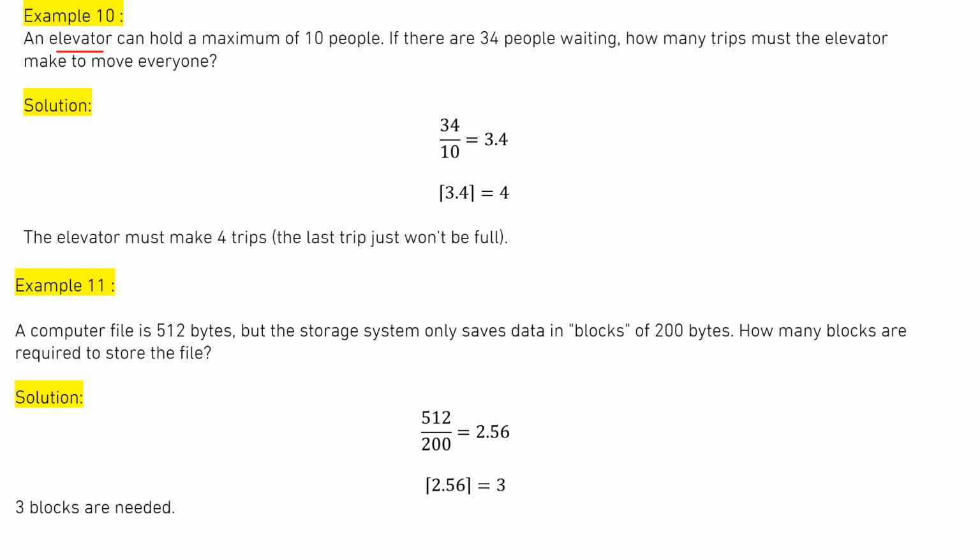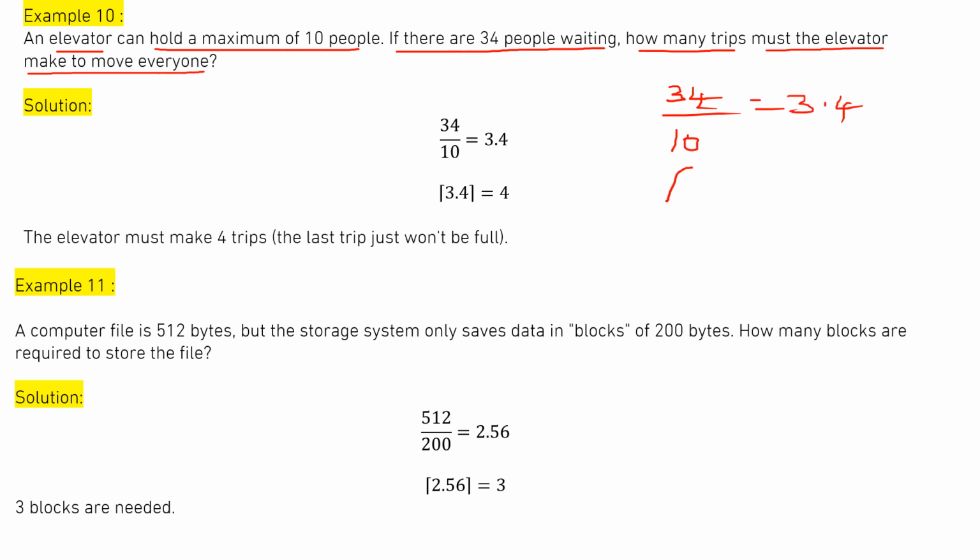An elevator can hold a maximum of 10 people. If there are 34 people waiting, how many trips must the elevator make to move everyone? So here the total number of people is 34. This we should divide by 10. That will give you 3.4. So I am going to take the ceiling function of the value 3.4, that is equal to 4.